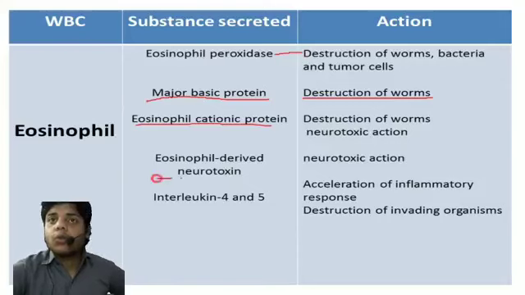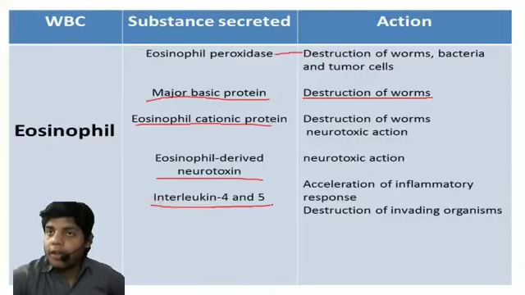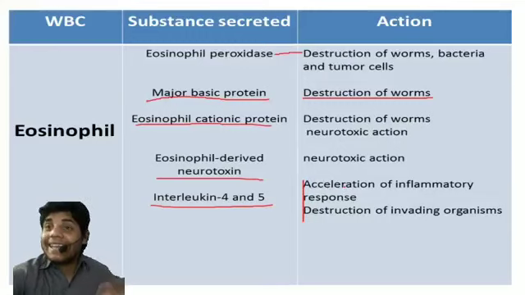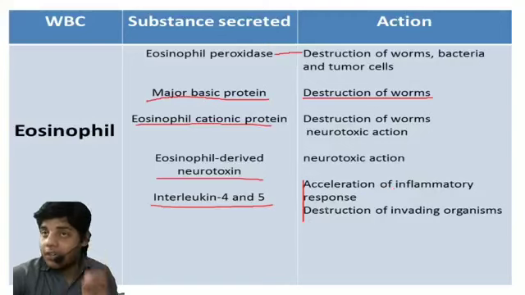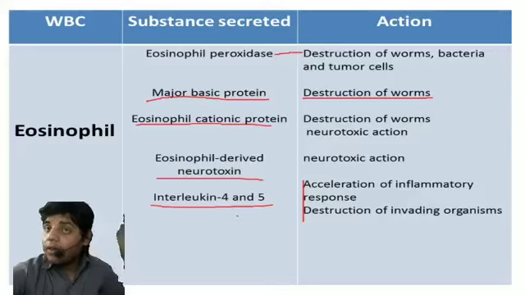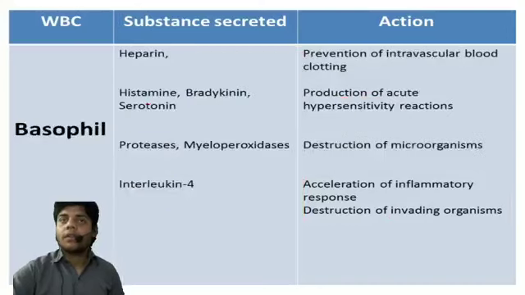Now they are also responsible for producing eosinophil derived neurotoxin, which is responsible for the neurotoxic action. They also secrete interleukin 4 and interleukin 5. And what is the action of these interleukins? They can accelerate the inflammatory responses. And the next action of interleukin 4 and 5 is the destruction of the invading organism, or we can say that they have the ability of bactericidal action as well. Now let's explain the other cell.